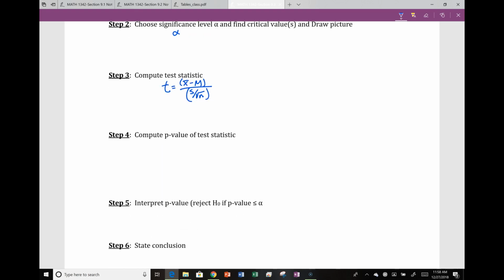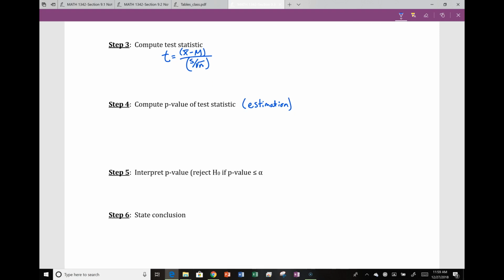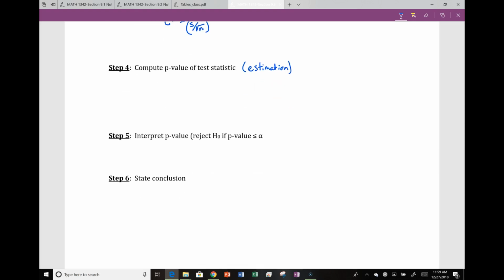Now, when we're computing the p-value, it's strictly going to be an estimation. It's going to be between two values, and I'm going to get into how to do that when we look at an example. Interpreting the p-value is the exact same thing. We reject the null hypothesis if the p-value is less than or equal to alpha, and our conclusion will be stated the exact same way as before.